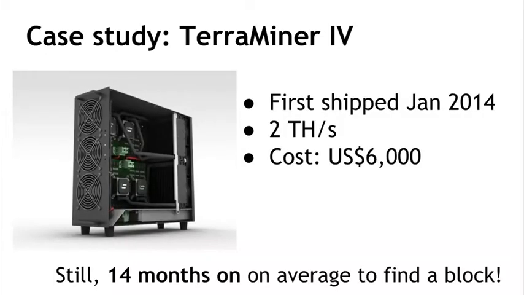So what does it look like if you actually want to buy one of these things? Here's just a case study of something that's been available for about 6 months now, so it's already a little bit out of date. But this TerraMiner 4 is this nice, big, fancy box you see here. And this hashes at about 2 terahashes, so it's 1,000 times faster than that hypothetical array of 100 really good FPGAs that we were talking about previously.